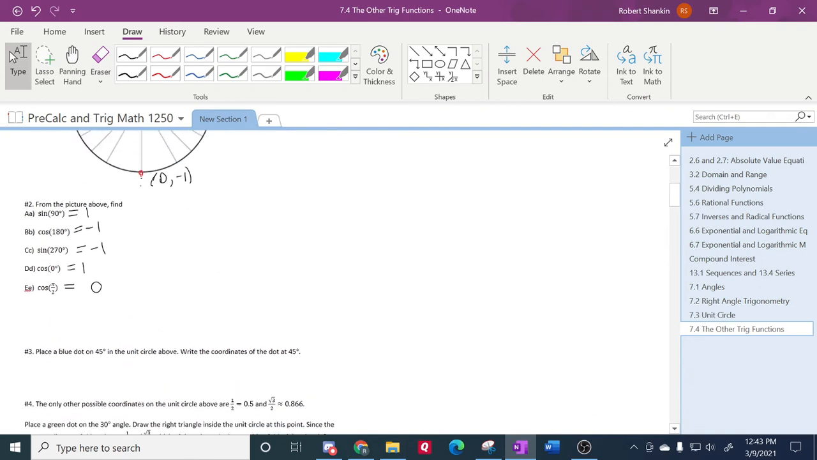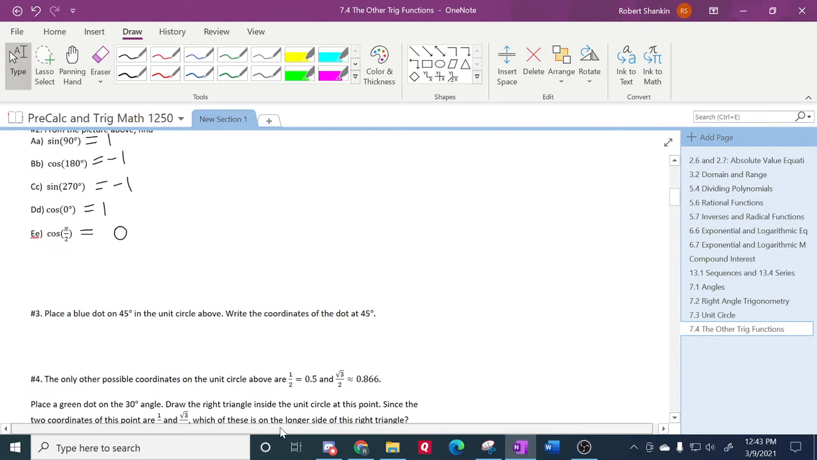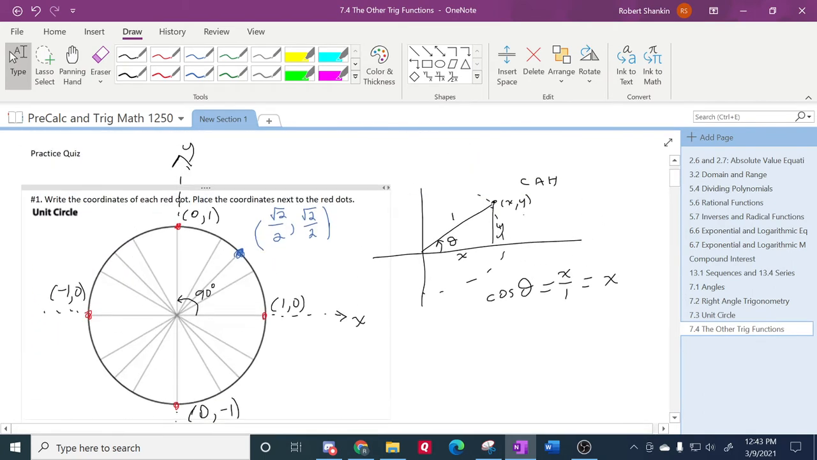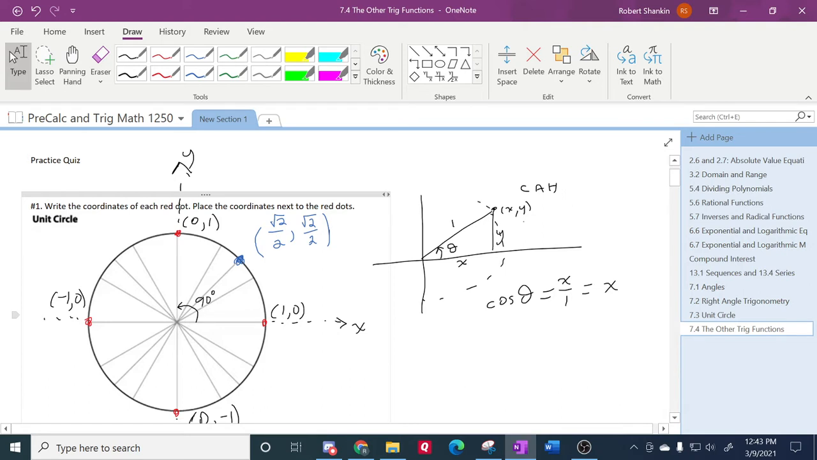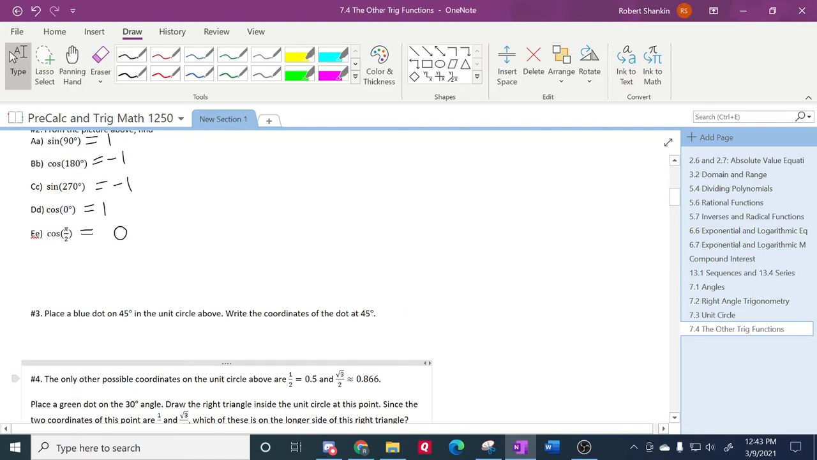Alright, and then the only other possible coordinates on the unit circle besides 0 and plus or minus 1 happens at those red dots. All the other key points on the unit circle, they don't use 1 or 0. They only use 3 possible numbers: square root of 2 over 2, or 1/2, or square root of 3 over 2. Now, square root of 3 over 2, you can see, is bigger than 1/2. It's almost 1. 1/2 is the same as 0.5.